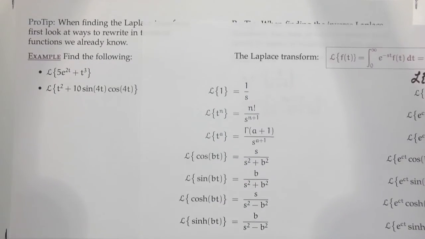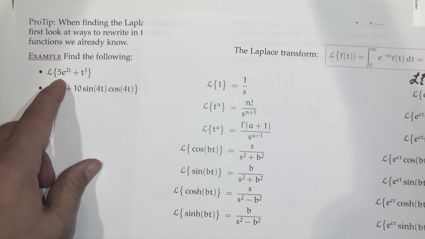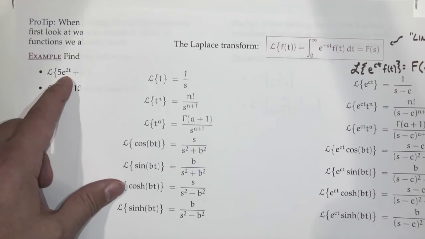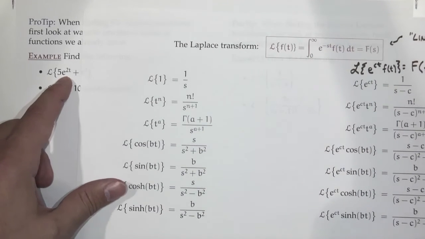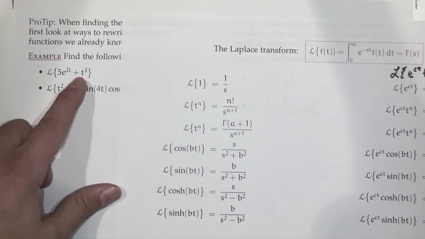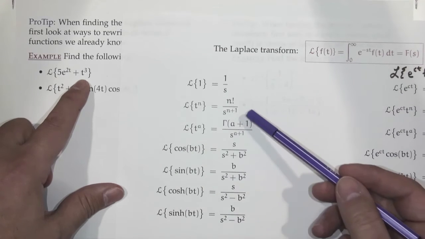So you say, okay, so for example, the 5, well, that's just a constant. That comes out. Does e to the 2t look like anything on our table? Yeah, it's right on the very edge, e to the ct. So it's like, okay, that's cool. How about the t cubed? Does that look like anything on our table? Yeah, t to the n.